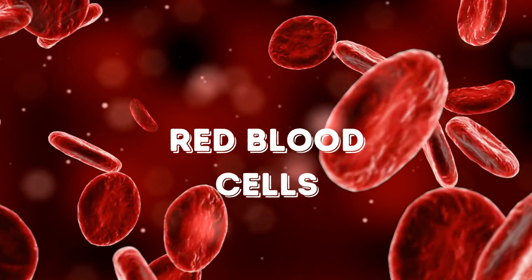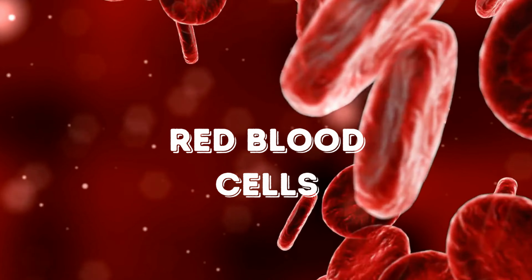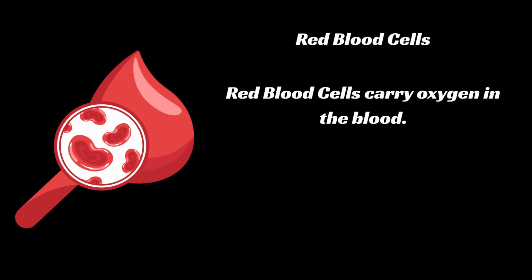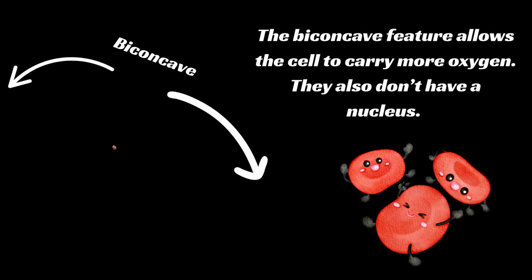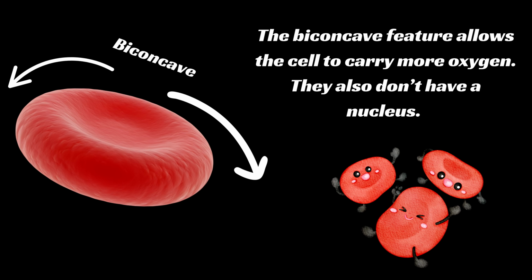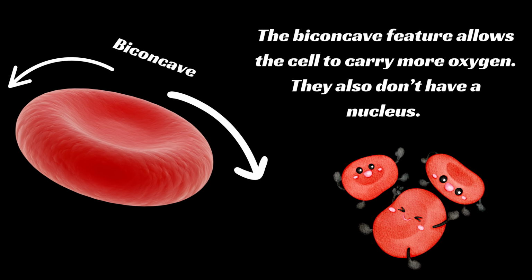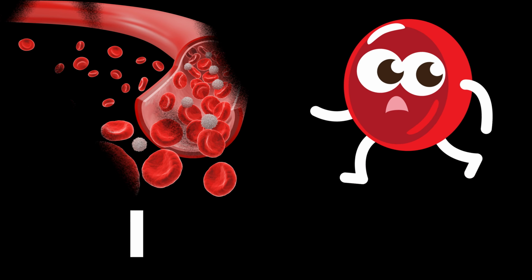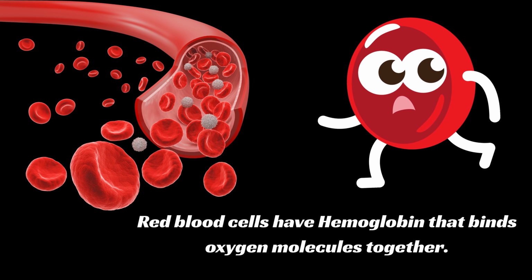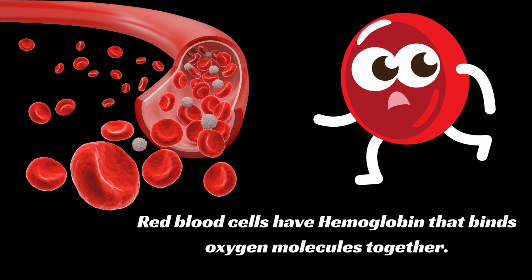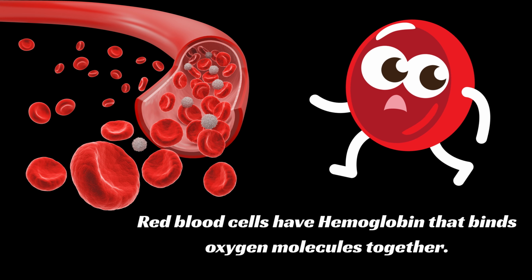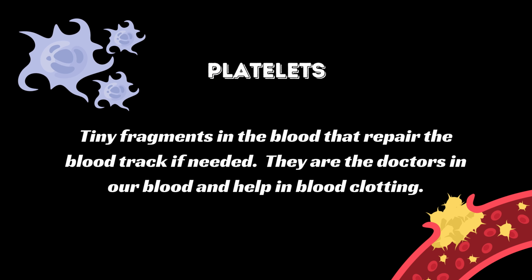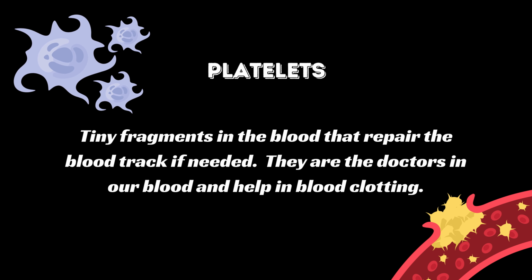On the other hand, red blood cells or RBCs are the cells that carry oxygen in the blood. They're biconcave, which allows them to carry more oxygen and helps them to move into smaller veins. Red blood cells also have hemoglobin, which binds or attaches oxygen molecules to cells. Moving on, let's talk about platelets. Platelets are tiny fragments present in the blood that help in blood clotting. They play a vital role in healing.